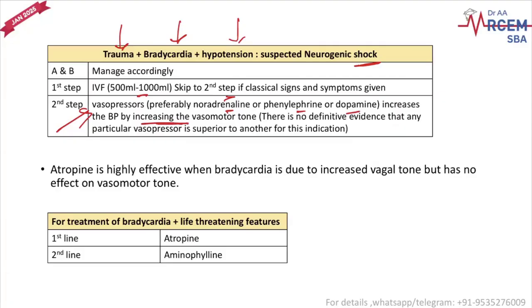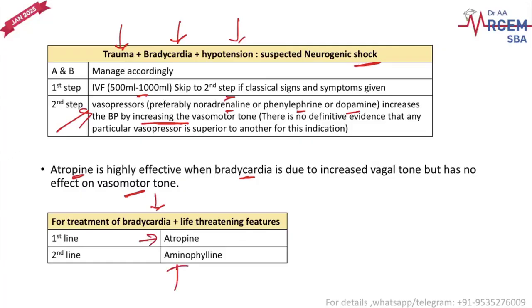What about bradycardia? Atropine is a good drug to treat the bradycardia because it is due to increased vagal tone, but it doesn't have any effect on the vessels. So vasodilatation will still be present, and it will not increase the blood pressure. So atropine is not a good idea. But if the question asks what you do for the bradycardia in this individual, how do you increase the heart rate, then you can use atropine to increase the heart rate.